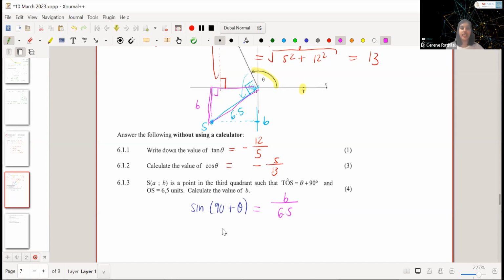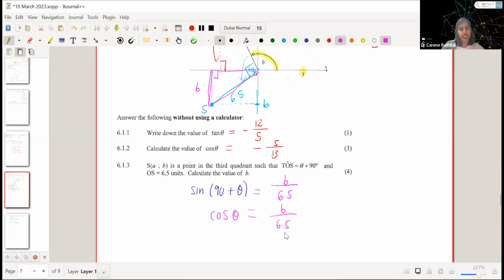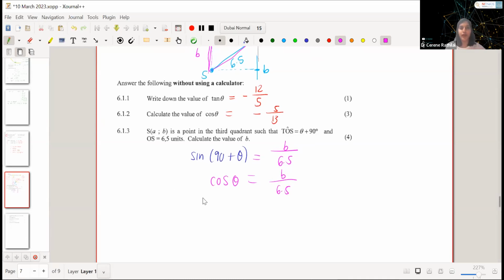And now this is something that I can now solve because this is equal to cos theta equals B over 6.5. But do I know what cos theta is? Actually, yes, I do. I just calculated it in 6.1.2. It is -5 over 13 equals B over 6.5. And therefore, we can now solve for B, isn't that so? So by solving, I then see that B is equal to -5 times 6.5 divided by 13. And I am now going to leave that to you to write down the final answer.